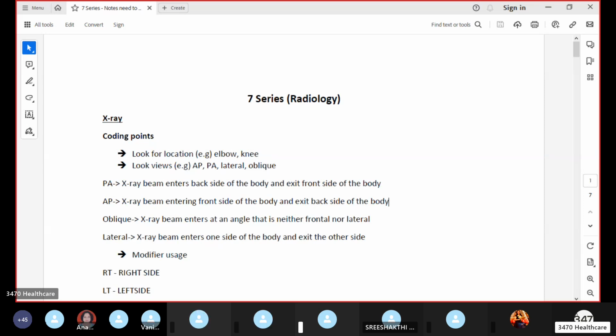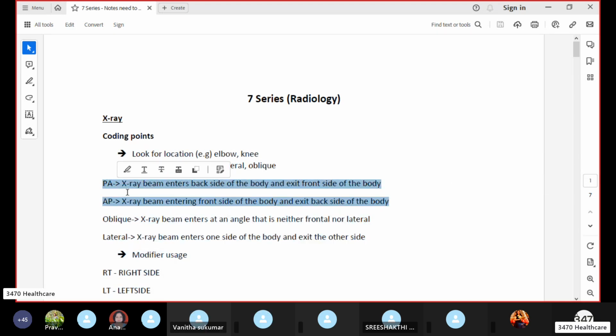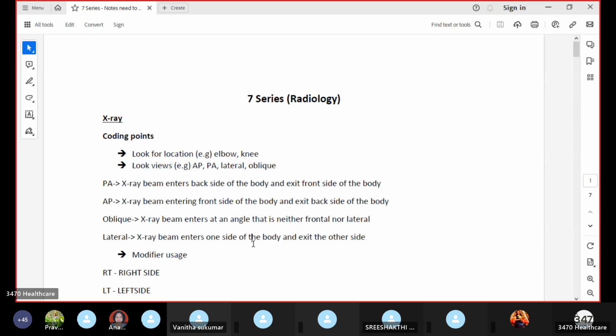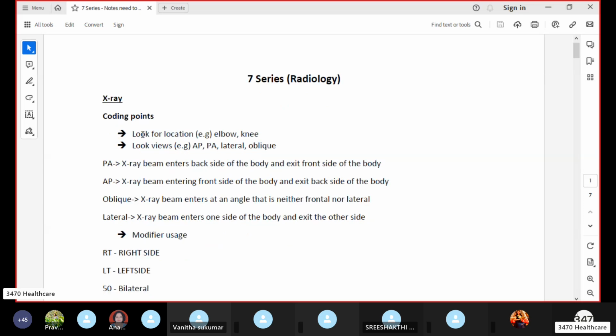AP, PA view means how many views? Yes, two views. AP is one, PA is one. So two views. Okay, so you need to check for the location and views. AP and PA is two views.